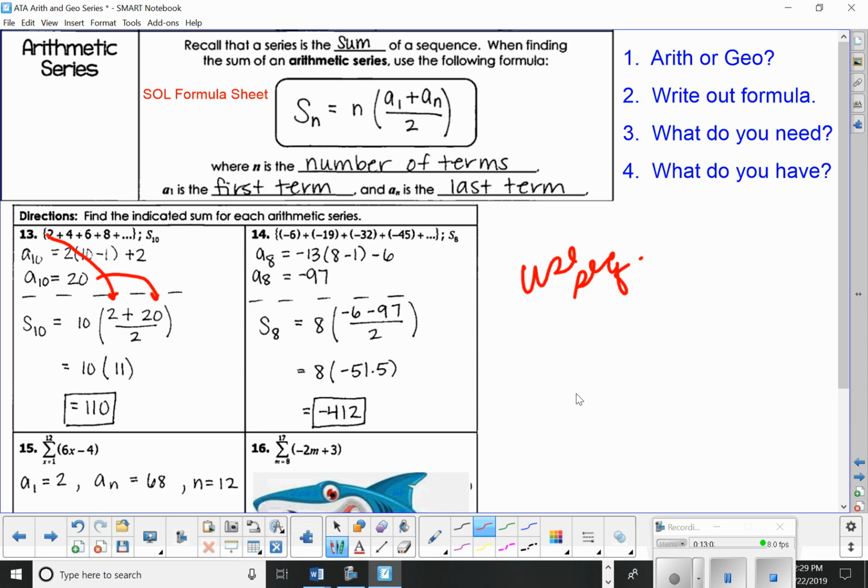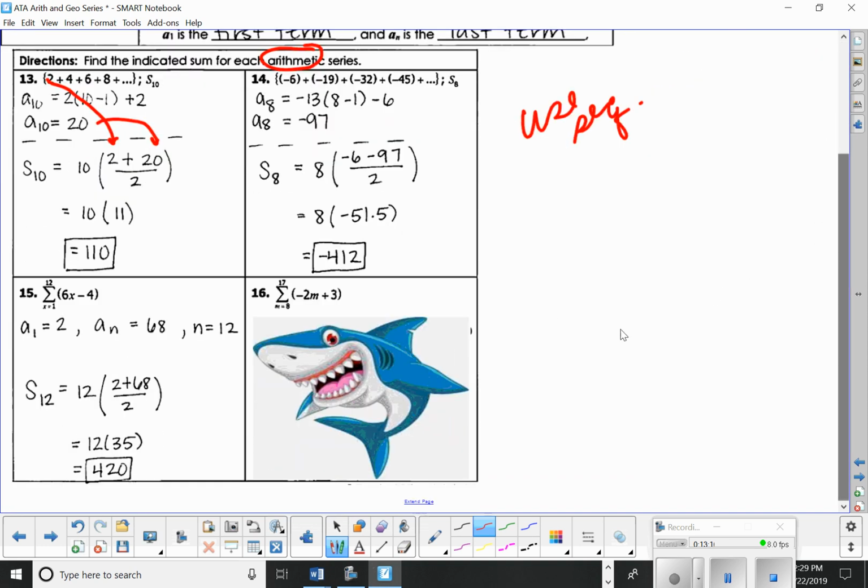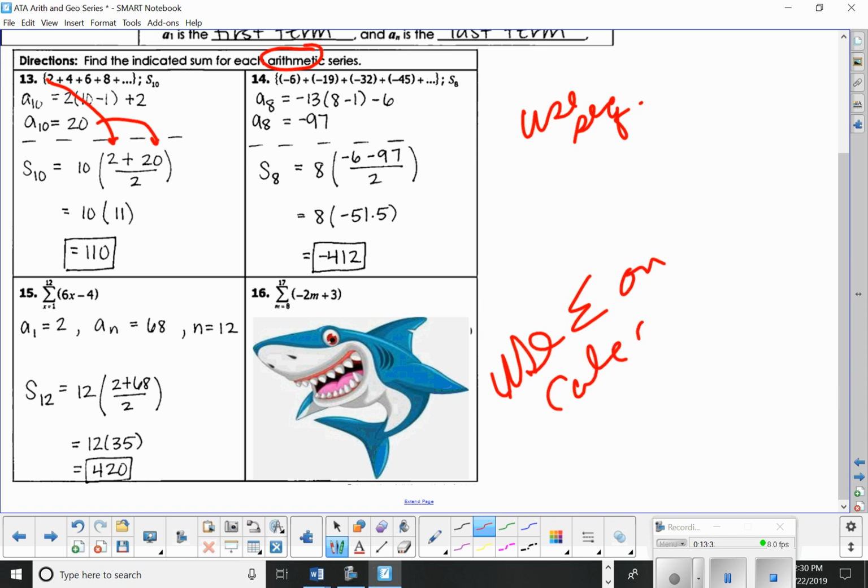Now, notice that these are all arithmetic. So we're not doing any geometric yet. So you don't have to figure out which one's which. Coming down here to numbers 15 and 16. Quite honestly, with these, I would not find A sub 1 or A sub 12. I would just use the calculator, okay? Use summation on calculator or Desmos.